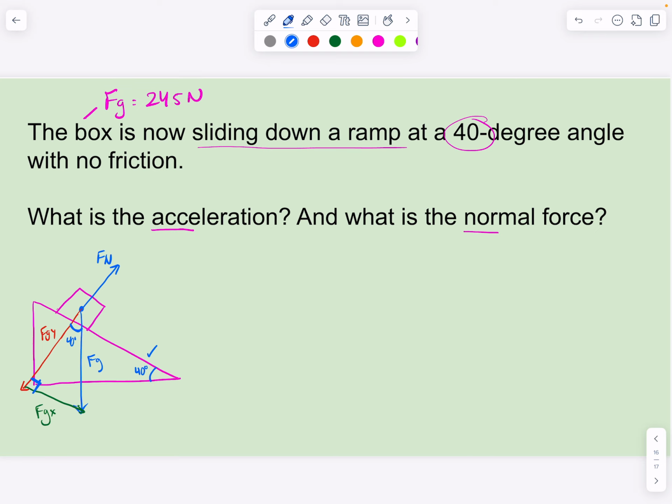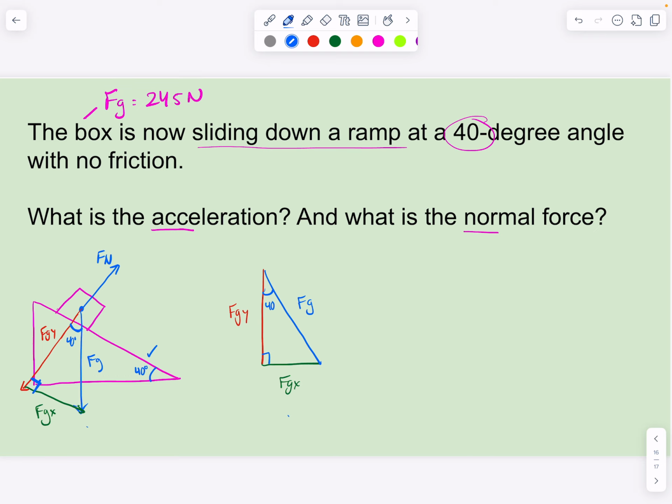So if I was to redraw this separate from the diagram, I have this line for FGY. I have this line for FGX. And I have this hypotenuse for my FG. Here's my angle there at 40 degrees. So this triangle is the same as what's right there. Now, knowing this information, we can start to solve some problems.